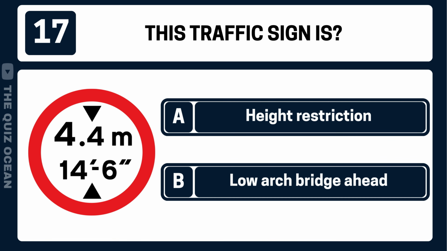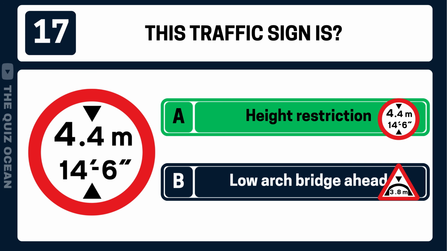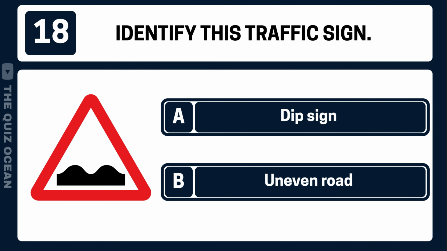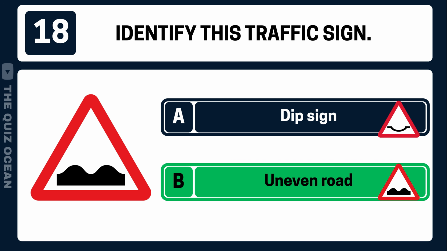This traffic sign is A. Height restriction. B. Low arch bridge ahead. Nicely done. This sign indicates the legal height limit for vehicles. Identify this traffic sign. A. Dip sign. B. Uneven road. Exactly. That is the uneven road sign.